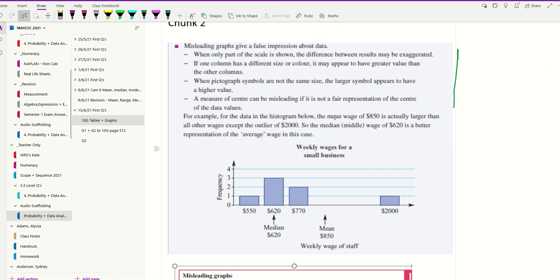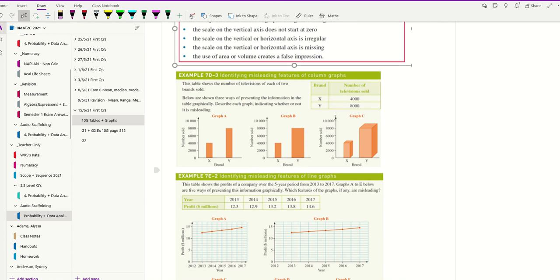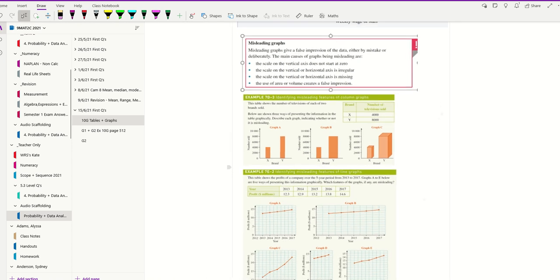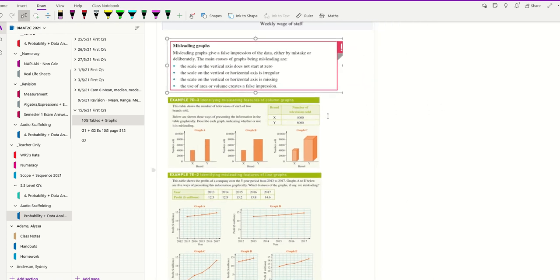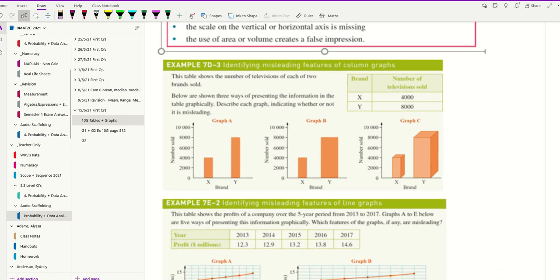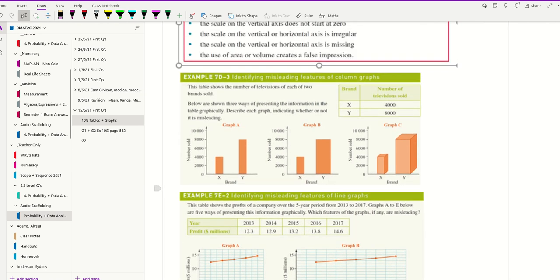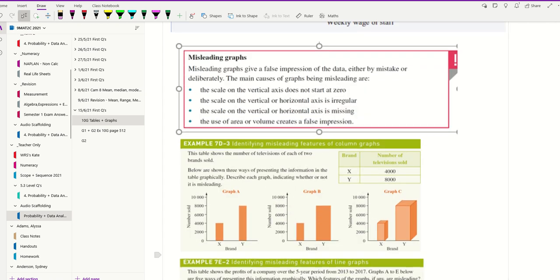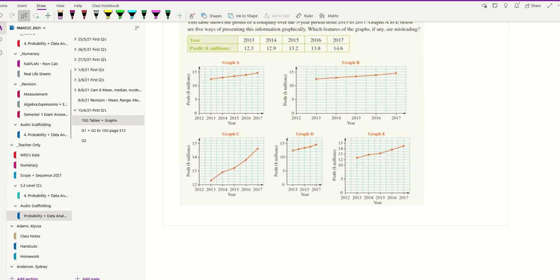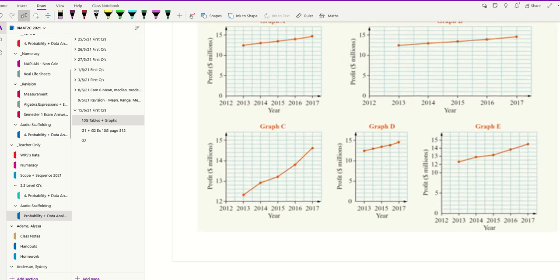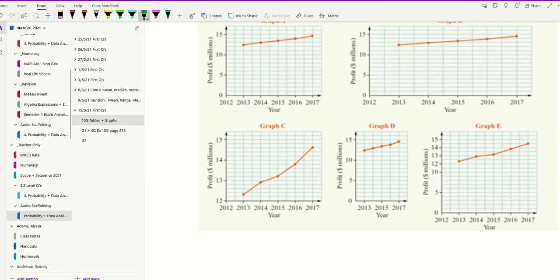So let's have a quick look down the bottom at this, which I've taken out of Year 11 standard. Same sort of thing. Misleading graph: the scale on the vertical axis does not start at 0. So if you don't start them on 0, we should have an example of one of those here. Okay, so graph C, this doesn't start at 0, so it looks as if there's a big difference.